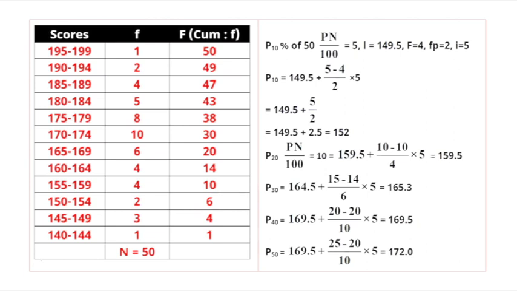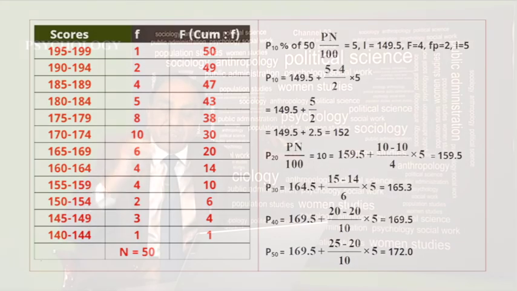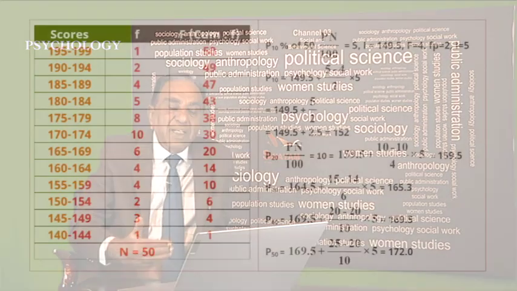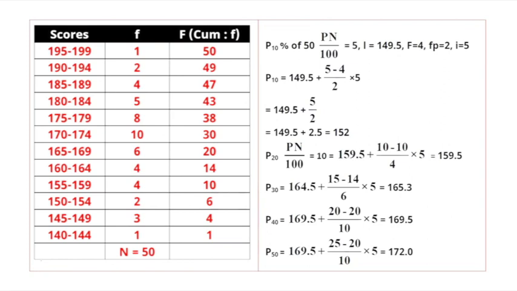So, 164 plus 0.5 plus 15 minus 14 upon 6 into 5. Calculate it, this value will come 165.3. So, 165.3 is the value above which, now it was P30, 70% of the cases are coming and below which 30% of cases are coming. So, likewise you can calculate P40, P50, P60, P70, P80, P90.